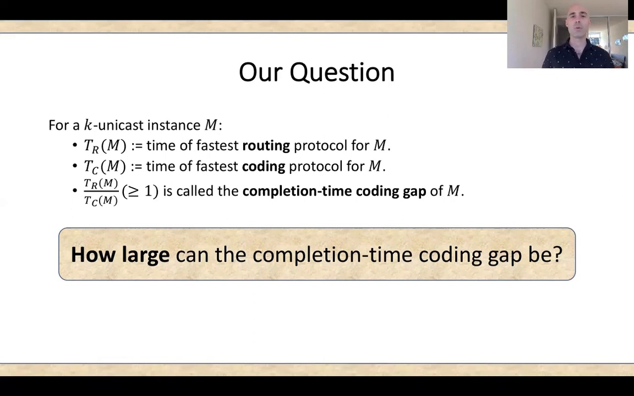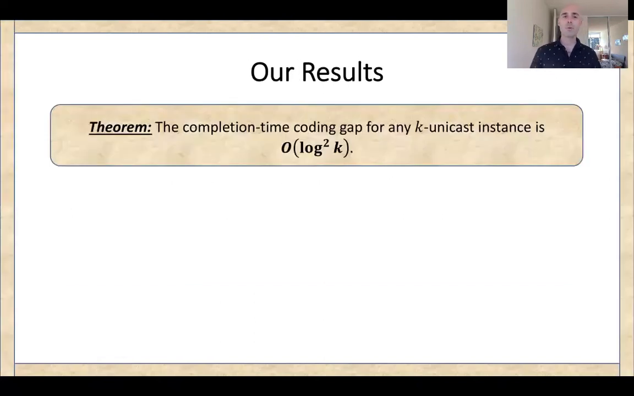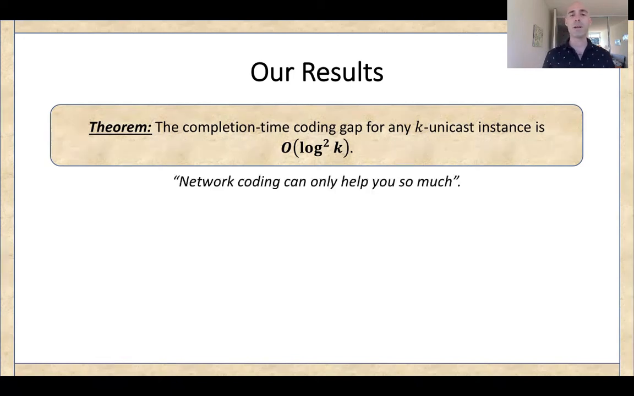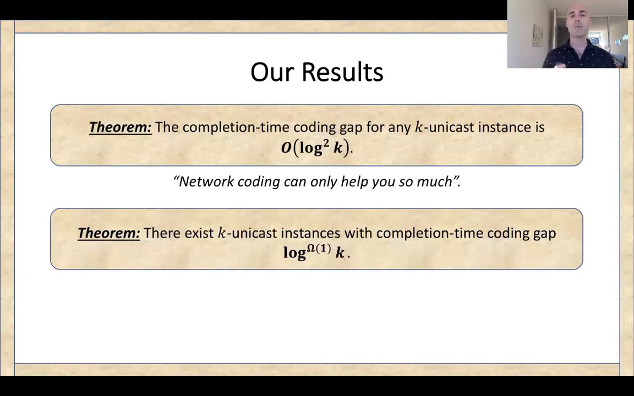So this brings us to our results. Our first theorem is that the completion time coding gap for any k unicast instance is at most polylogarithmic in the number of sessions. In particular, it's at most log squared k. So the way you should be parsing this is that while network coding can speed up the time to solve multiple unicasts, it can only help you so much. On the other hand, we show that this polylogarithmic dependence on k is inherent, as there exist infinite families of k unicast instances with completion time coding gap which is polylogarithmic in k.